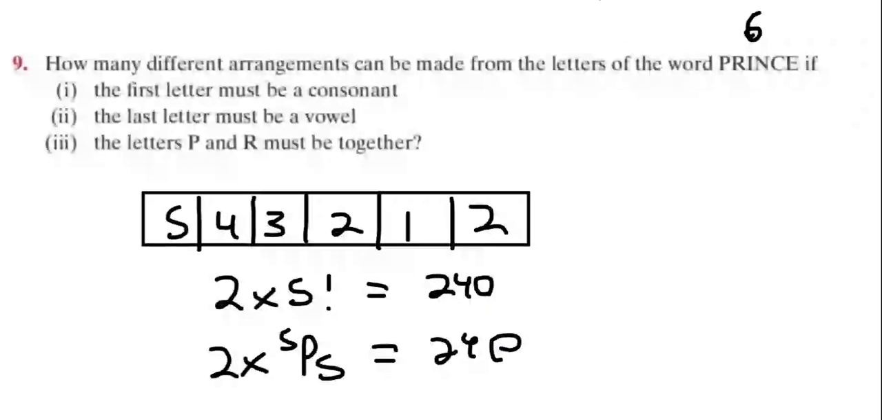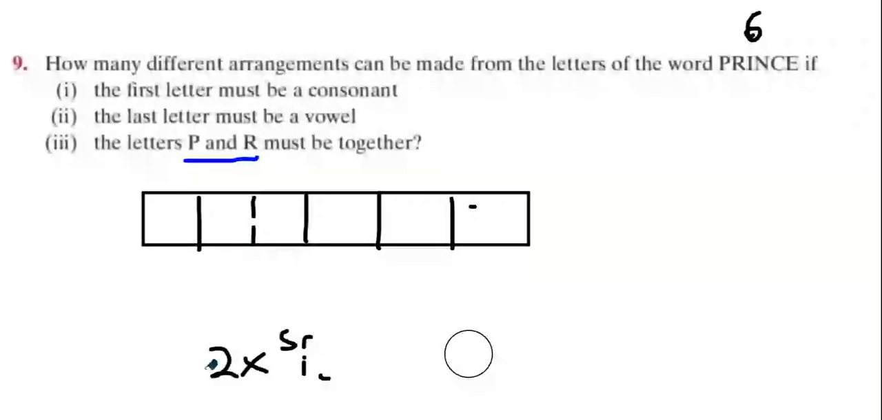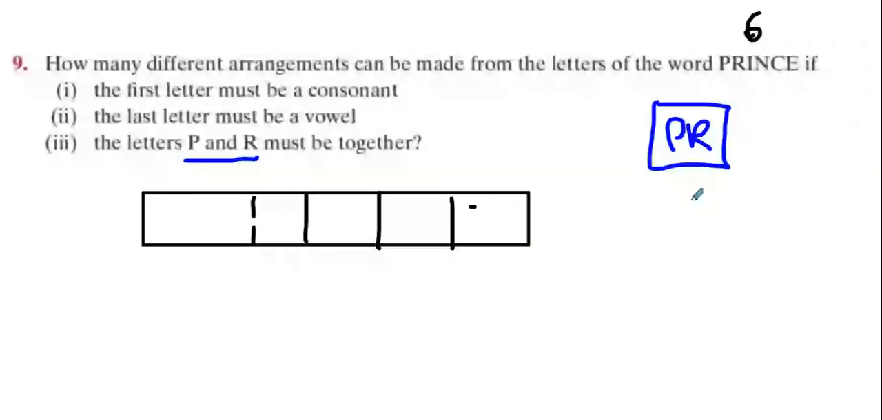Did anybody beat me to the first 2? P and R must be together. What did I do in the previous question when 2 of the letters had to be together? This is a pre-rehearsed routine that I know works. I never really thought much about it. I just said if 2 of them are stuck together, I have 1 box less, and put 2 of them in the same box as each other. So instead of 6 boxes, how many boxes will I have now? 5 boxes.